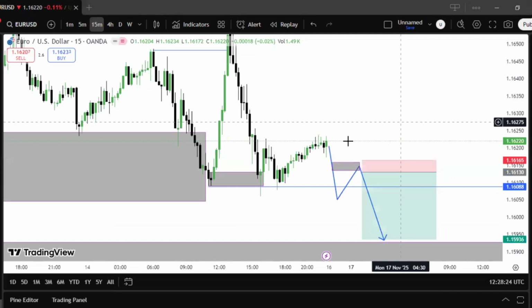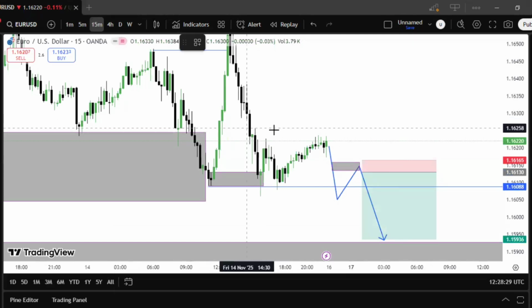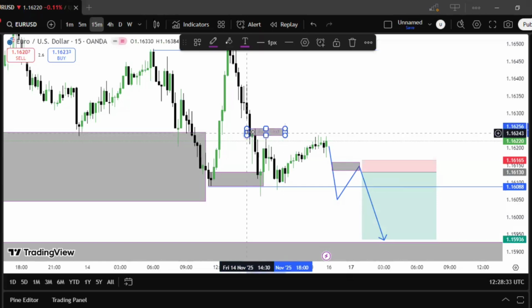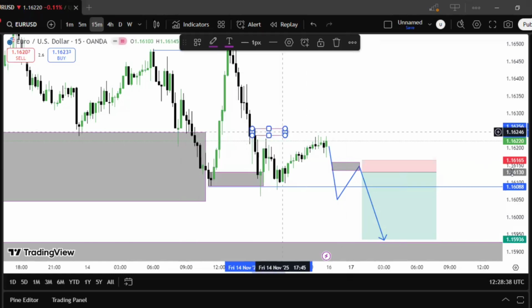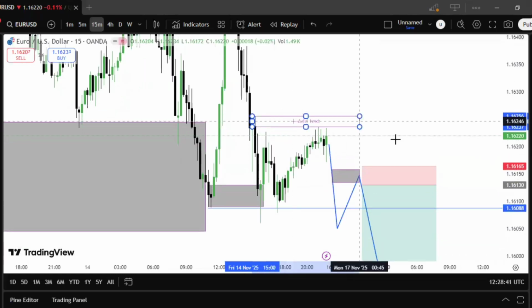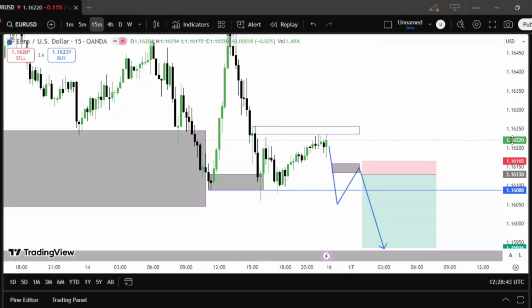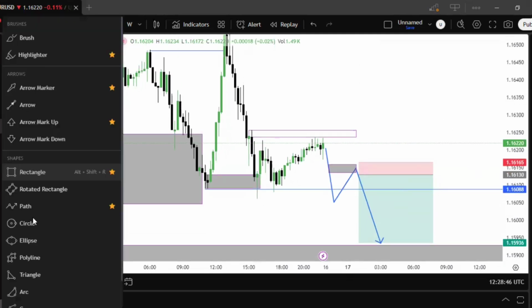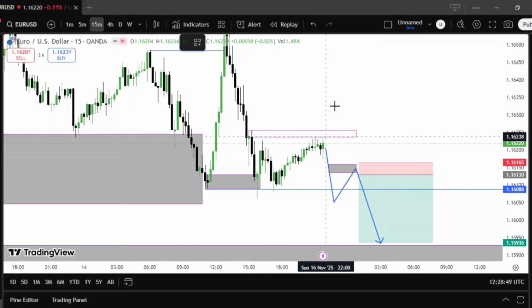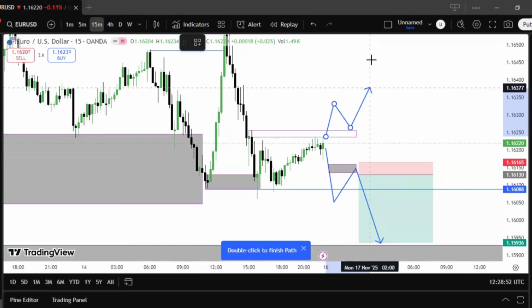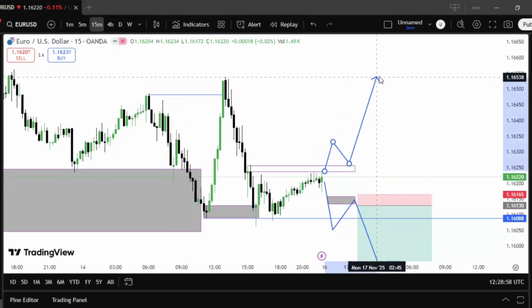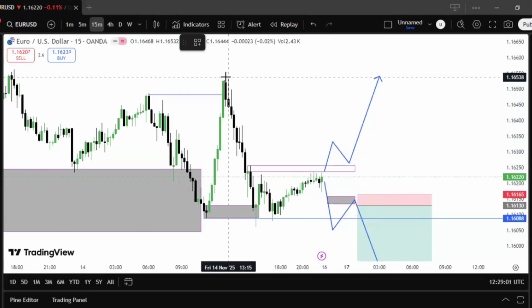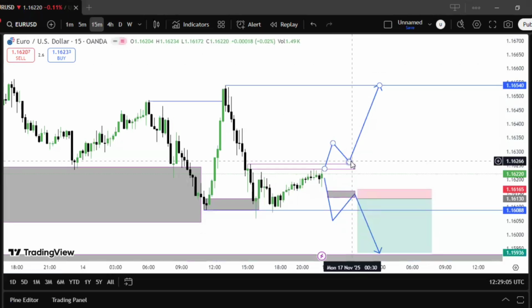Or else, here I can see we have a small supply zone. Let me make it like this so that you can see the small supply zone here. If we make something like this, we break, then we retest, then we will buy. So we'll buy something like this, and we target that high point first.